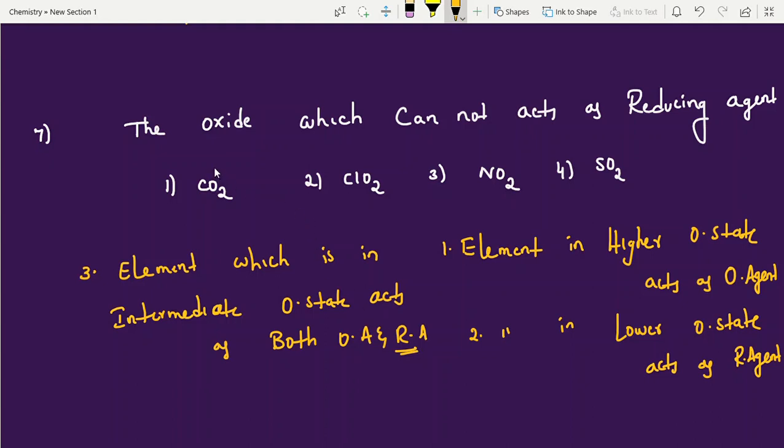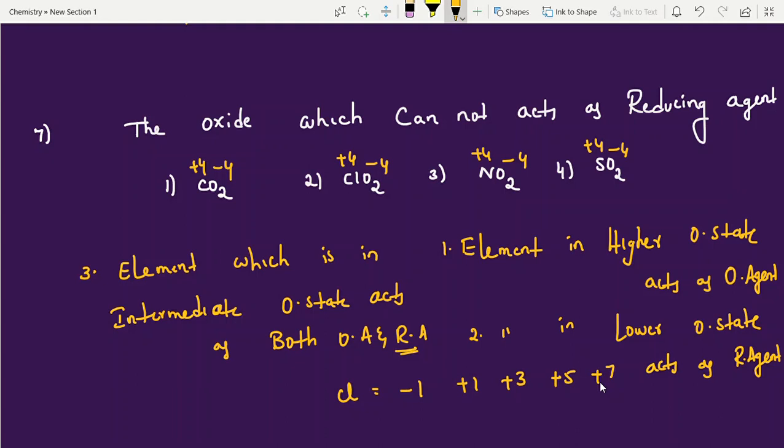Okay, see, calculate the oxidation state: -4 plus 4. This is -4, this is also plus 4. And this is -4 plus 4, and here -4 plus 4. See, all the elements are in the same oxidation state. Now, what is the next one? Chlorine. Chlorine possible oxidation states are -1, plus 1, plus 3, plus 5, plus 7. It is not in the highest oxidation state, so it can act as reducing agent.